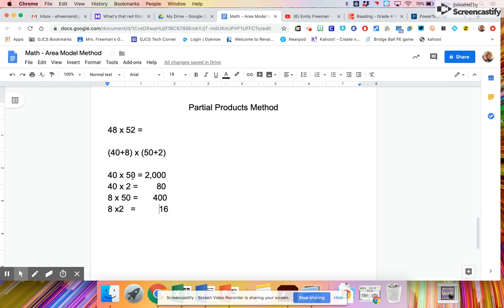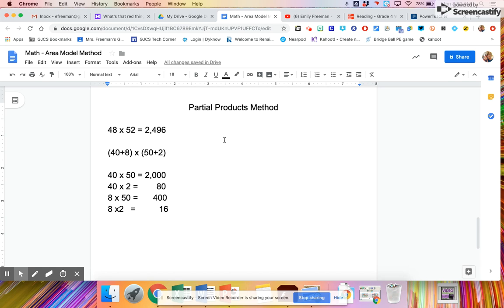So once students have each of these partial products solved, their job is to add 2,000 plus 80 plus 40 plus 16, and they would still come up with their answer in the end, 2,496, which is the same answer we had in our area model method.